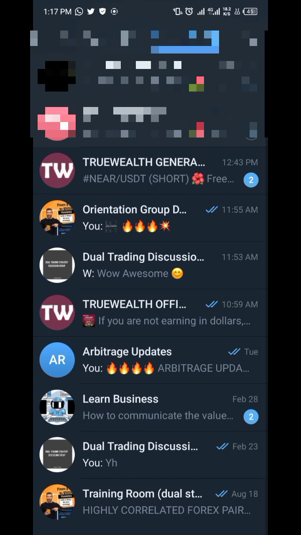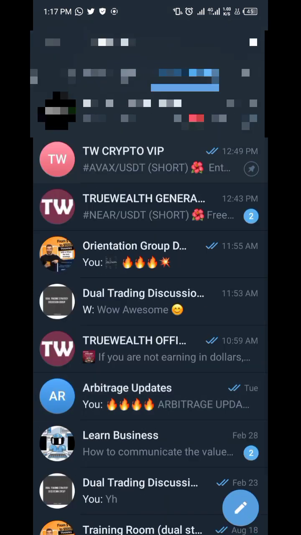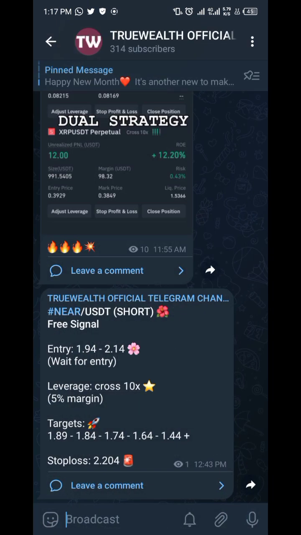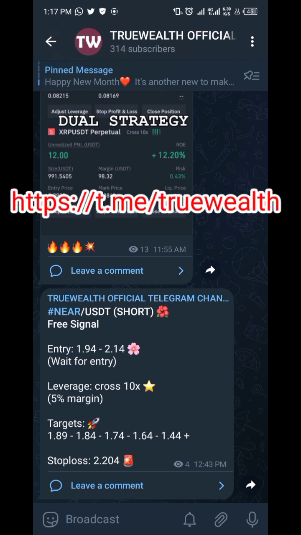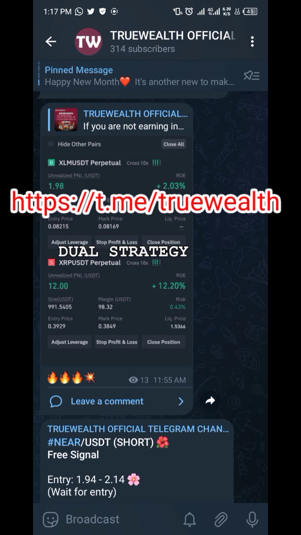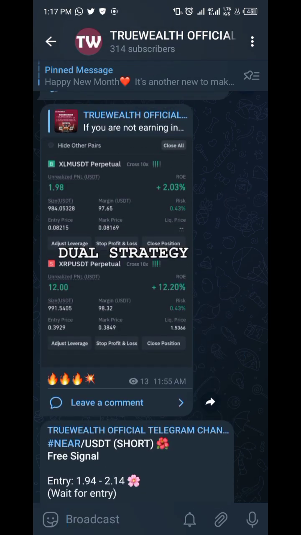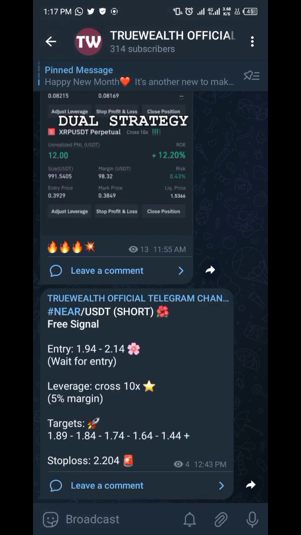Also you can do well to join our official general Telegram channel. We also drop signals there. You can see this is the dual trade I dropped today. I didn't drop this one; this was the one we took in the dual trading group. This is the free signal I dropped.